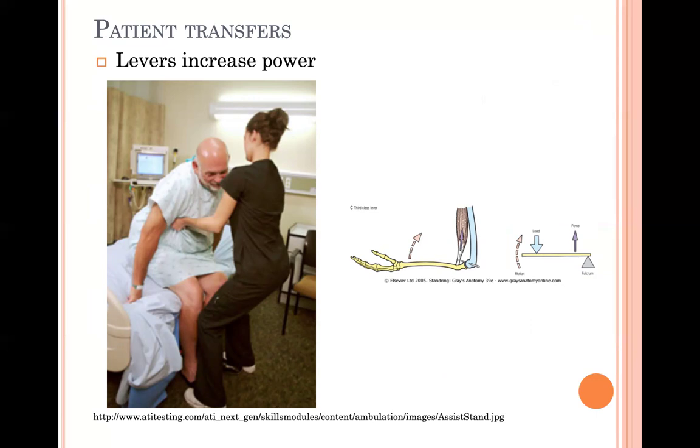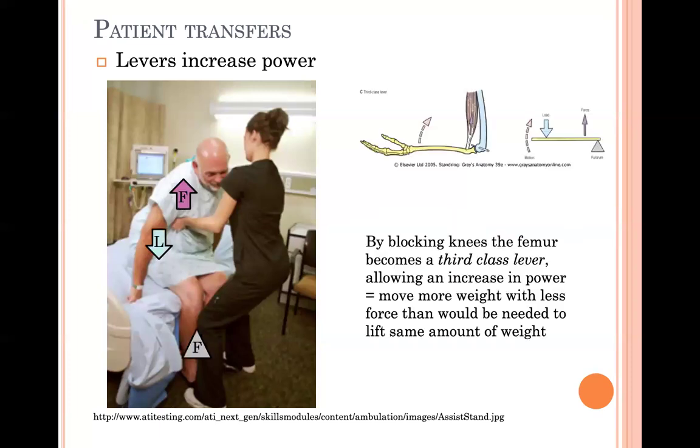So with patient transfers, levers increase the power that you're able to do with the patient. So what type of lever is the patient using right now, or is the therapist using right now? Any ideas? So it's actually becoming a third class lever. So by blocking the knees, the femur becomes a third class lever, allowing an increase in power, which equals more, you're able to move more weight with less force than would be needed to lift the same amount of weight.